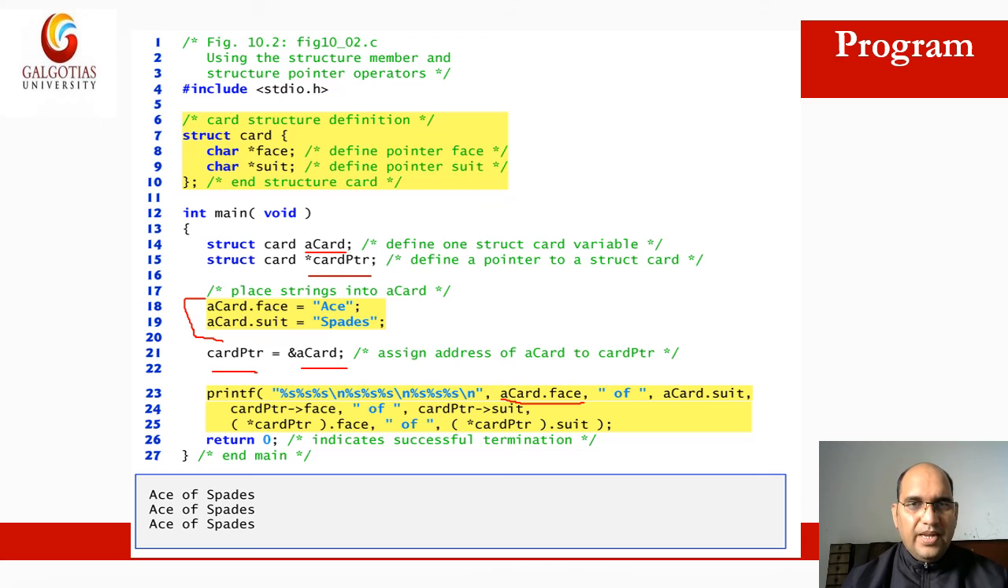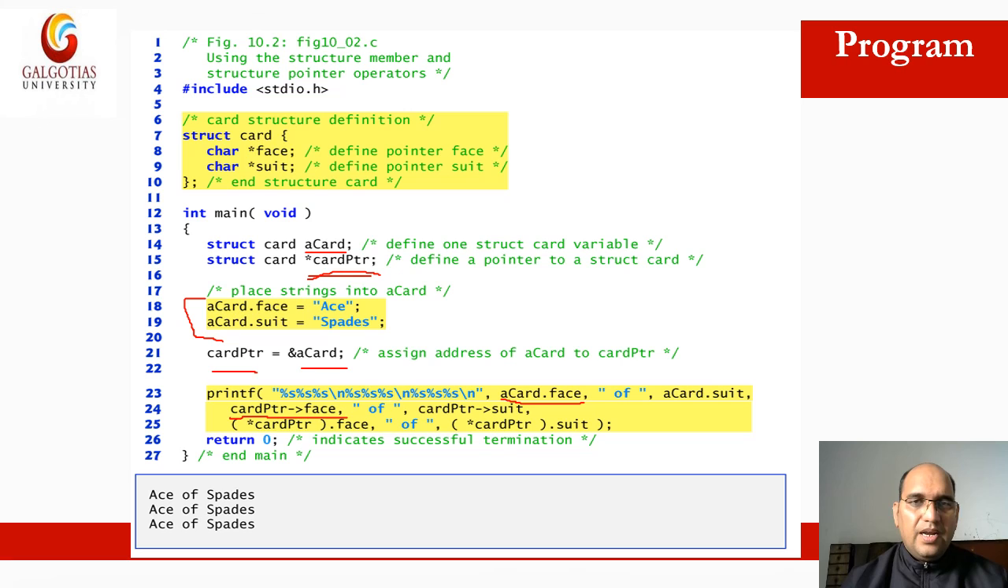Then after that, what we have done is we have printed card ptr arrow face. So card ptr is a pointer which points to the structure type variable, and which structure type variable is it pointing to right now? It is pointing to a card. So card pointer arrow face means whatever value you have in a card face, that value will be printed. The only difference here is that when you are using it with the help of a pointer, then you use the arrow operator, and when you are accessing with the help of a normal variable, then you use the dot. So card pointer arrow face will also print the ace value, right? And of will be printed as it is, and card pointer arrow suit will give spades. The card pointer is pointing to a card, so in a card suit you have the value spades, right? So that's how it goes.